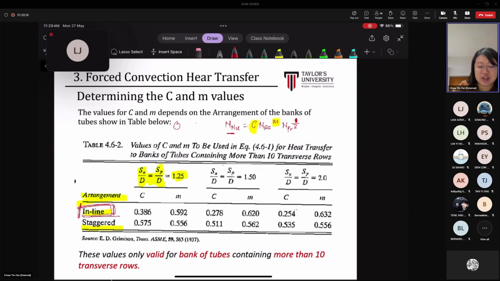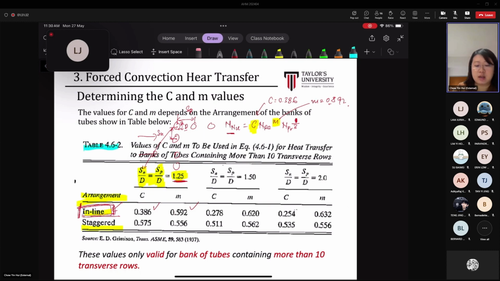Then you have to calculate, which means you have to measure. If you have the copper tube, the flow is in this direction. You measure the Sn value and the diameter, and then you get the ratio. Then you measure Sp divided by the diameter again. If it equals 1.25 inline, then you should use this C and M value. You substitute here: C is equal to 0.386, and the M value is equal to 0.592. Now, however, you have to be careful here.